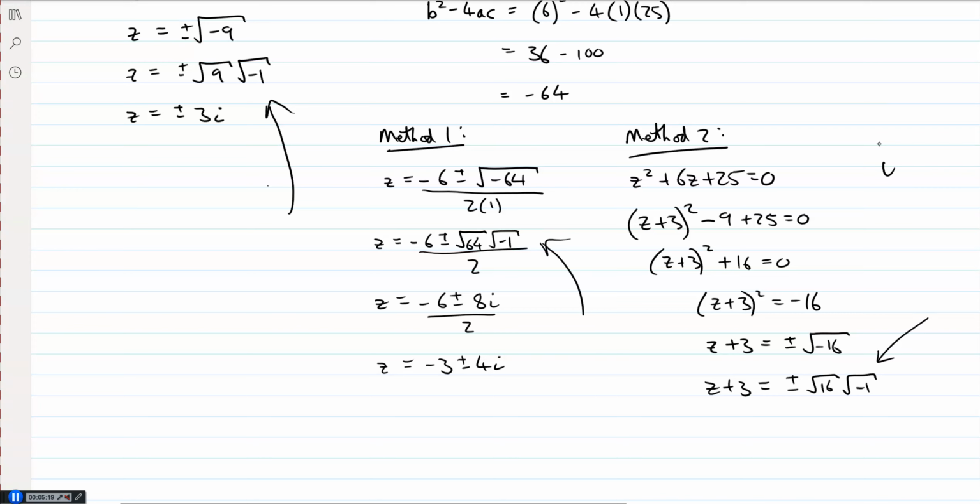So we're always getting that root minus 1 kind of separated out, so we can put our i in and we can use the square root of the other number. So there we go. So this will be plus or minus root 16 is 4, so 4i, and then minus 3 from both sides. And we get the same two options as we do doing it via method 1. So two nice ways of doing it.